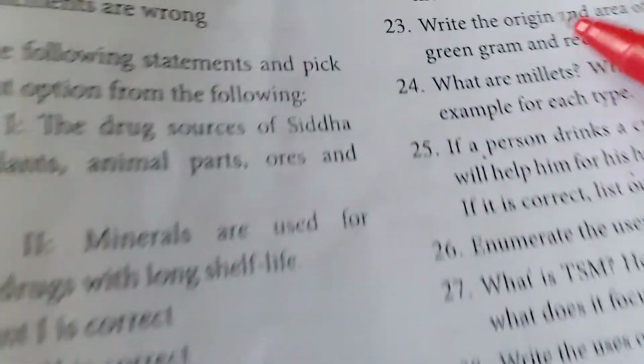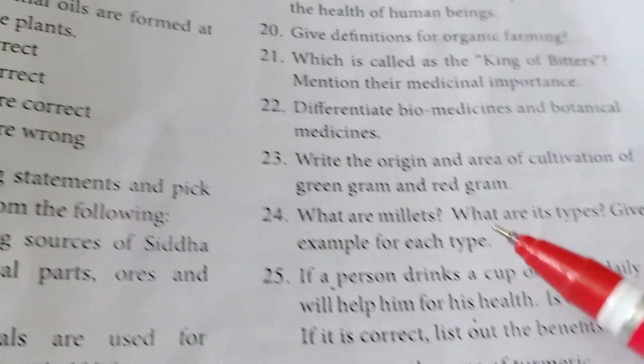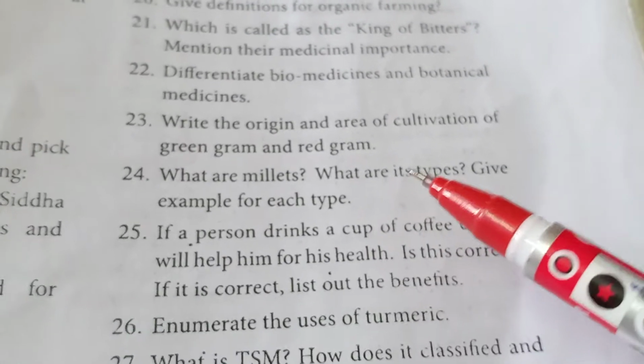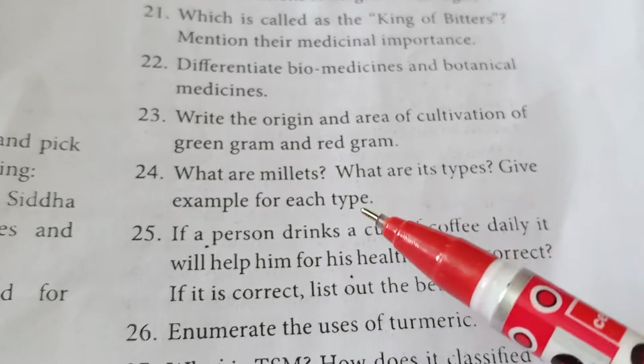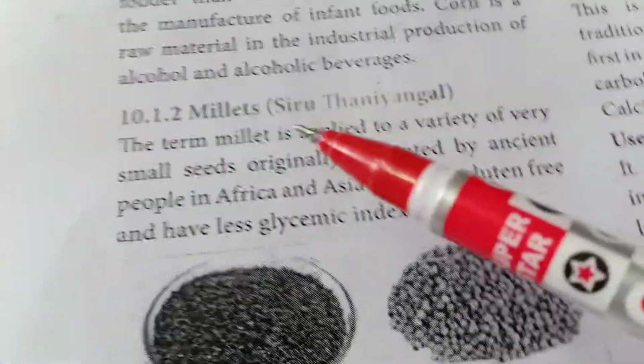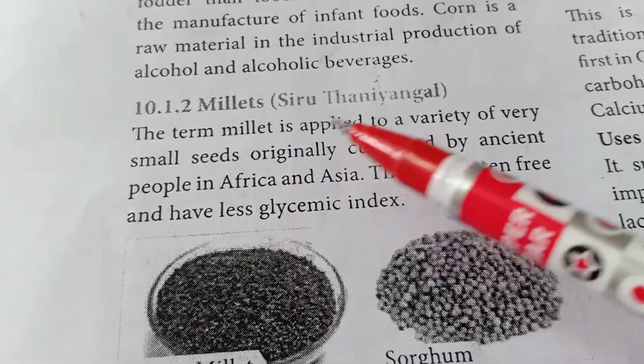Now we'll move to the next question. Millets. What are millets? What are their types? Give examples of each type. At the very beginning of the lesson you will have millets. Millets means Sirudhaniyangal.